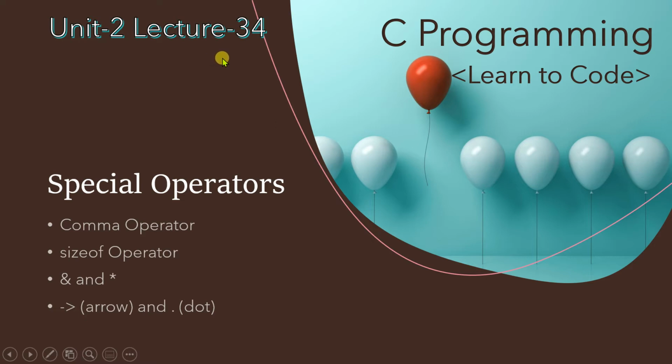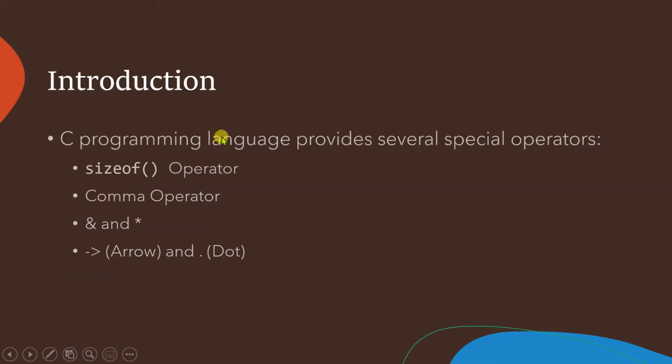This is the 34th lecture of Unit 2, and in this lecture we will discuss all the special operators that are provided by the C programming language. So let's begin. I have categorized the special operators provided by C into 4 different categories. The first category will explain the sizeof operator.